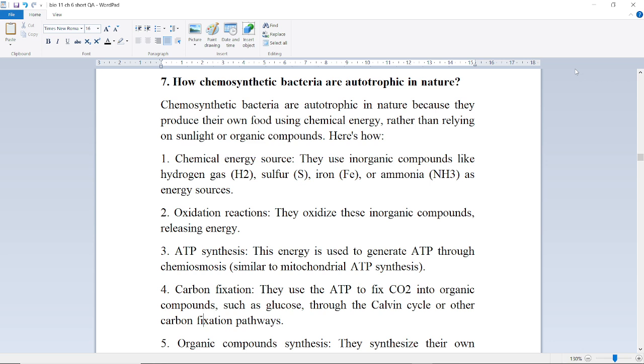So chemosynthetic bacteria are autotrophic in nature because they produce their own food using chemical energy rather than relying on sunlight or organic compounds.